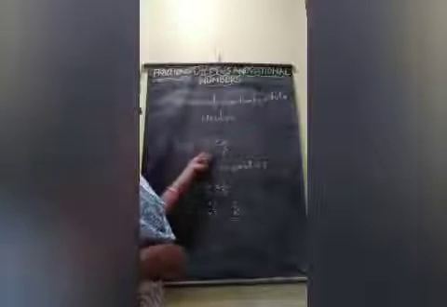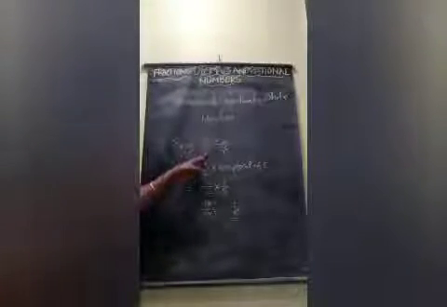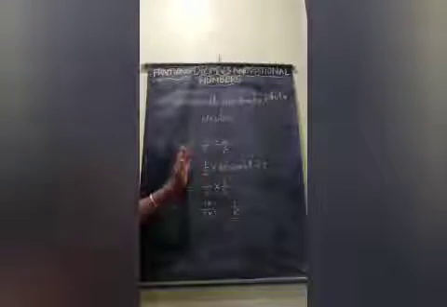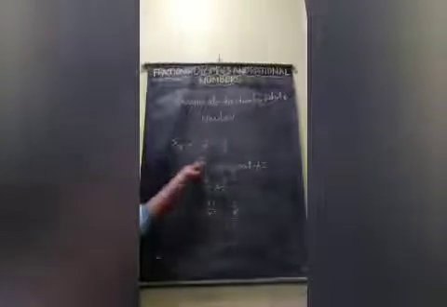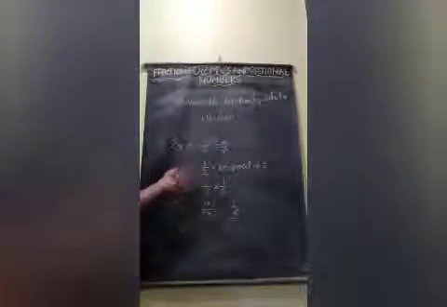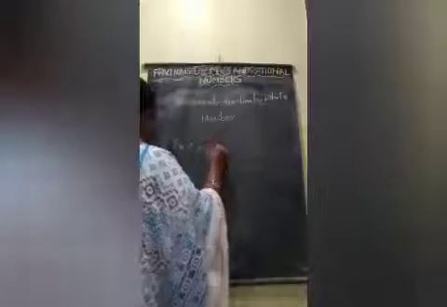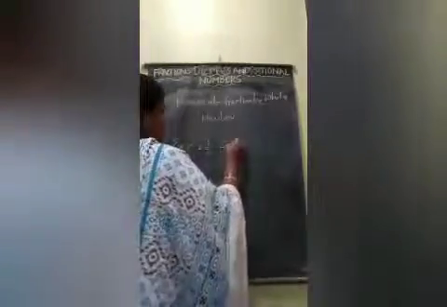This fraction is a mixed fraction. First you convert the mixed fraction into an improper fraction, and then, as usual, you follow the same manner. Let us take another example: 2 and 1 by 2 divided by 5.